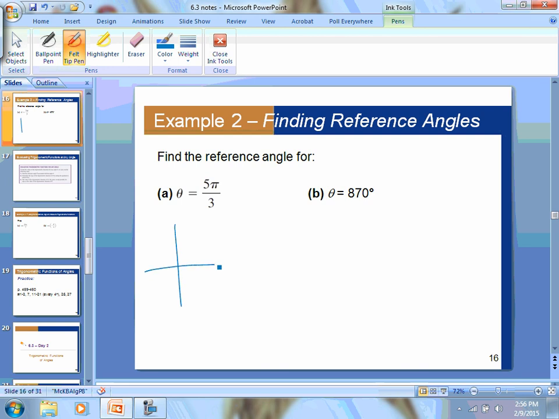I would draw a nice little picture. Remember, if it's 5 pi over 3, that means this top semicircle of your unit circle has been chopped into 3 sections. Okay, and same thing on the bottom. That bottom portion has been chopped into 3 sections. So we're going to go 5 of them. 1, 2, 3, 4, 5. So we're right here. This is where we're ending. That's our 5 pi over 3. Now our reference angle is how far we have to keep going to get back to the x-axis. So I'd have to go another pi over 3.